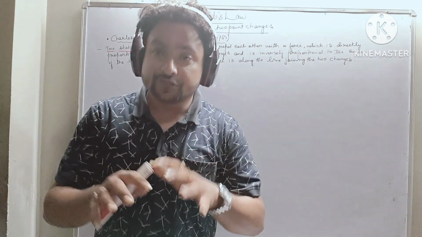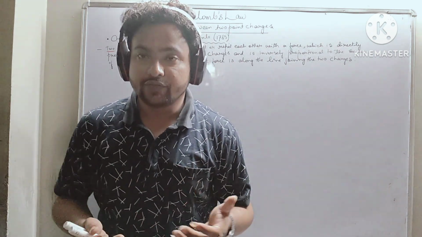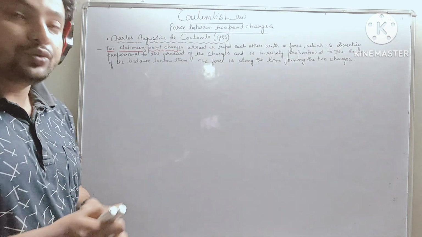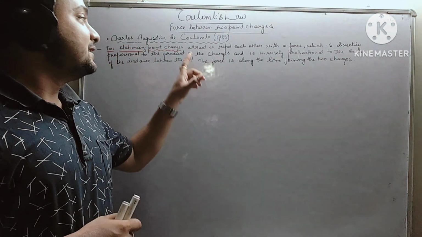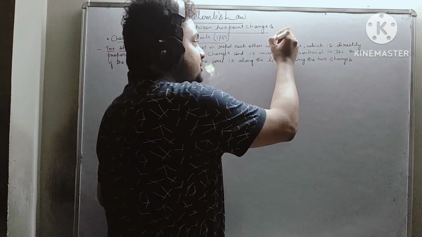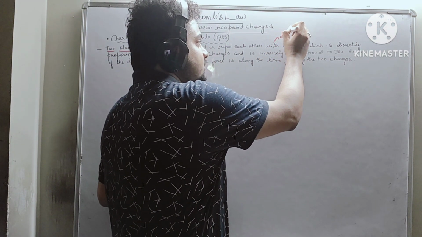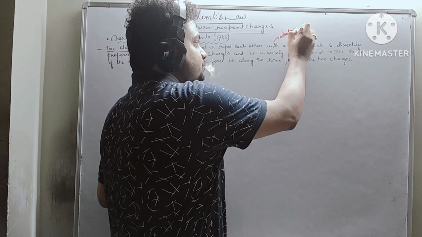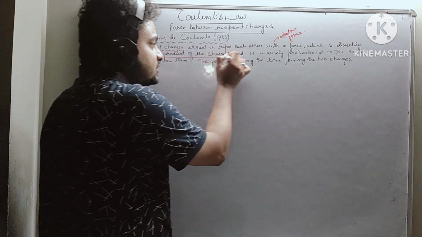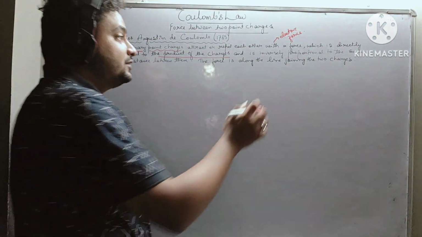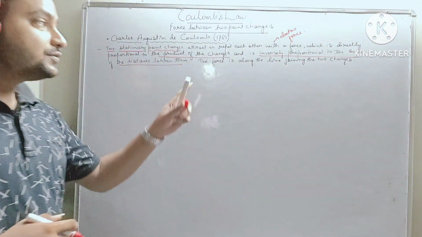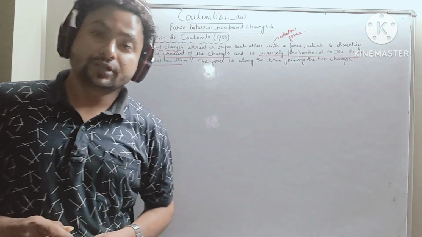Now, if we have a distribution of charge, then we work in some other way. Now it says that if we have two stationary point charges, they will attract or repel each other with a force. This force is also known as the electric force, which is directly proportional to the product of the charges, and is inversely proportional to the square of the distance between them. And this force acts along the line joining the two charges.